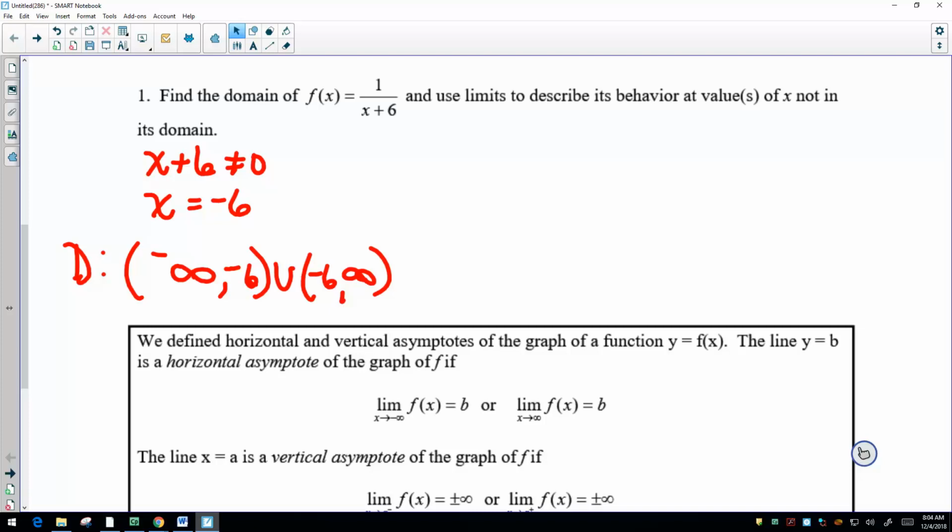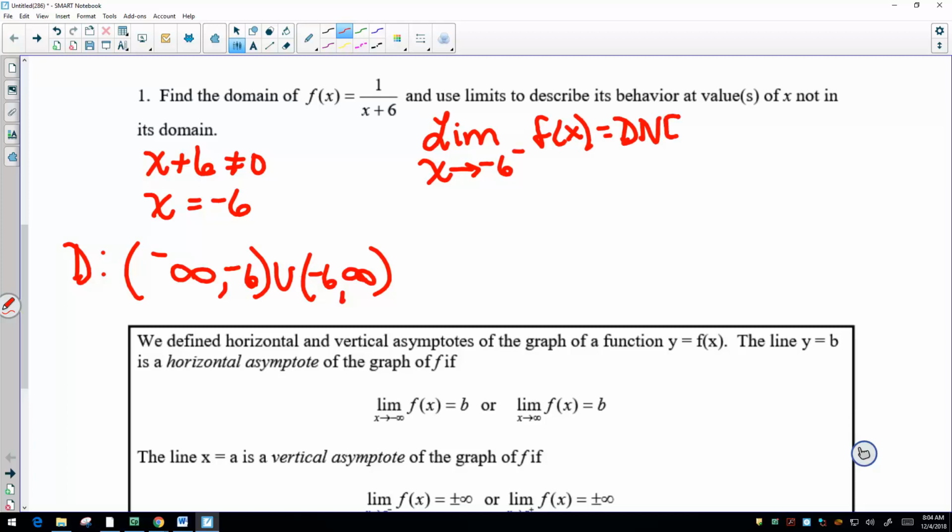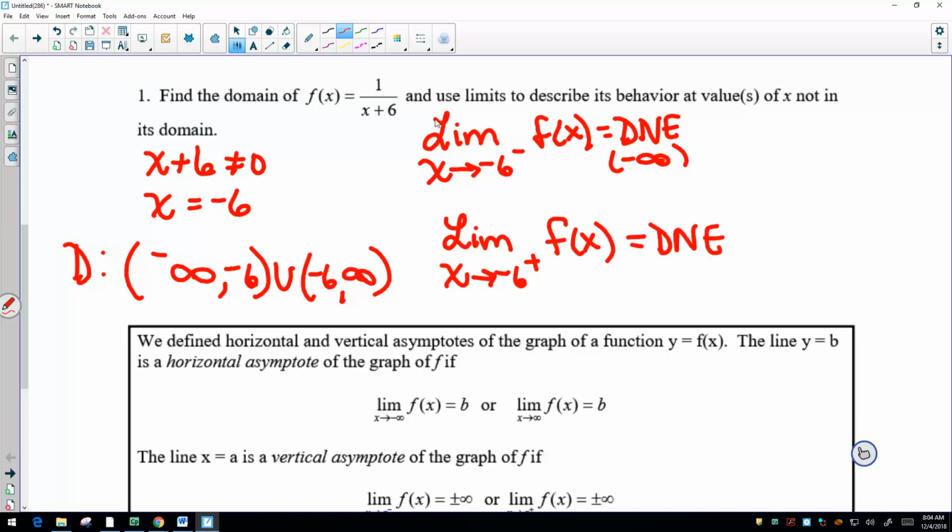So if we were to actually write this in limit notation, I could say the limit as x approaches negative 6, now here's how we notate it, from the left or the negative side of the function. And we said it wouldn't exist, and I like to make a note saying, well, it's going to go towards negative infinity, it goes down. As we came in from the right-hand side, so we approached negative 6 from the right or the positive side, again, it didn't exist, but if I were to look at it, it would be going up, so I could say it goes towards positive infinity.